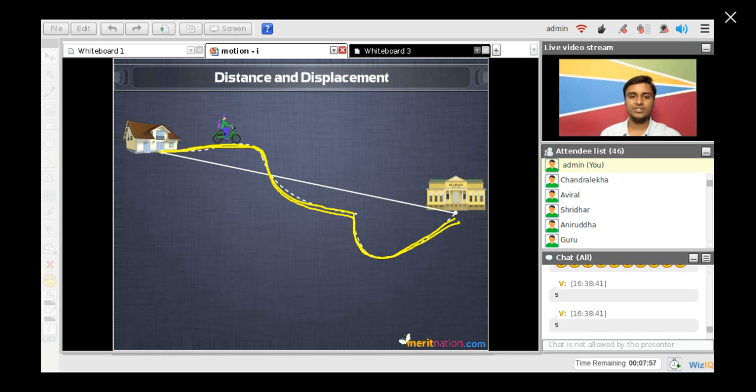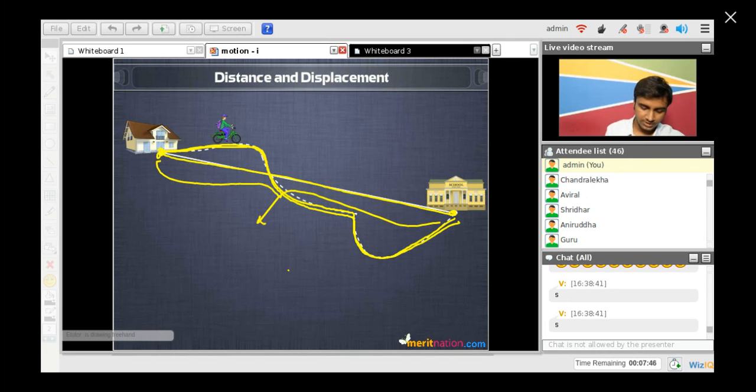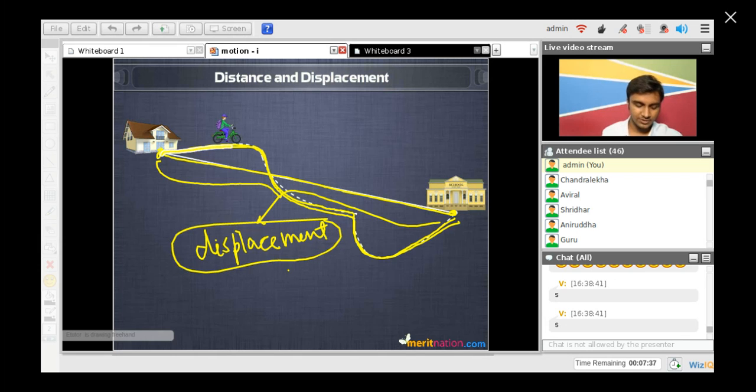And the straight line joining the initial and final position is called displacement. This is the initial position, that is home, and this is school. So the straight line joining the school and home is called displacement. It is the shortest distance between 2 points, that is the straight line. And the path length which he has covered is called distance. Displacement has direction because it is a straight line, so it has direction also.